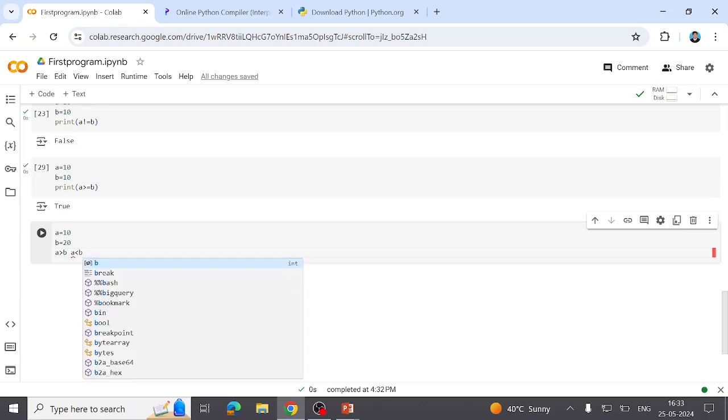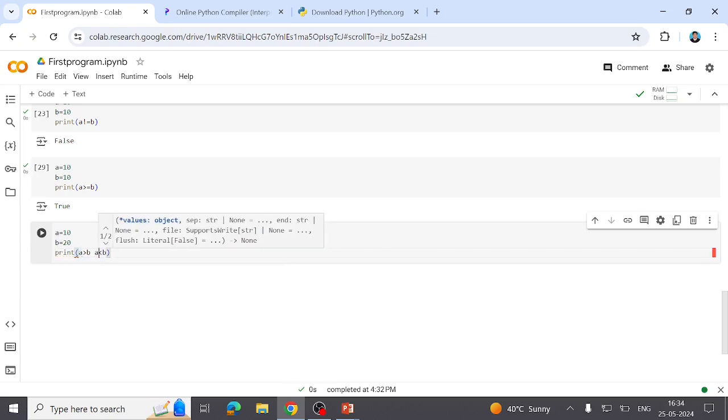So you can see, not both the conditions are true, only any one of them is true and the other is false. Because if A is greater than B is true, then definitely A is less than B is false. But if we want to use both the conditions at the same time, then what do we use? We use a logical operator.